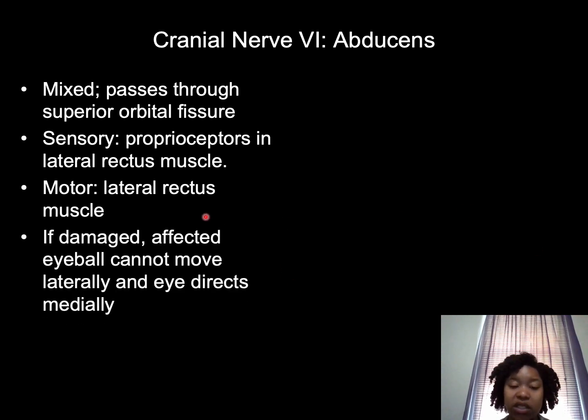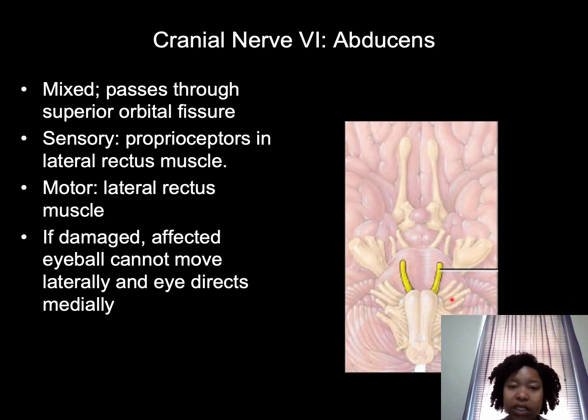If damaged, the affected eyeball cannot move laterally and the eye directs medially. So there will be cases where people will talk about that. If there's damage to the lateral rectus, that innervation is gone. So since there's no muscular contraction to keep it balanced, that eye will be directed medially and won't be able to go laterally. So that eye is going to look kind of lazy and cross-eyed, focusing more central. And there it is. There's cranial nerve 6, the abducens.